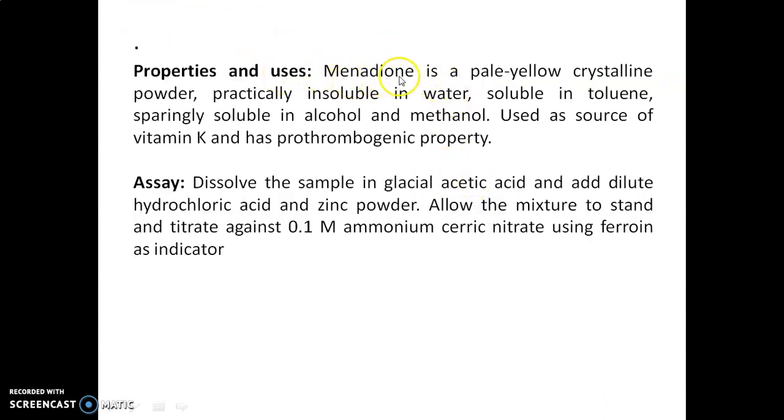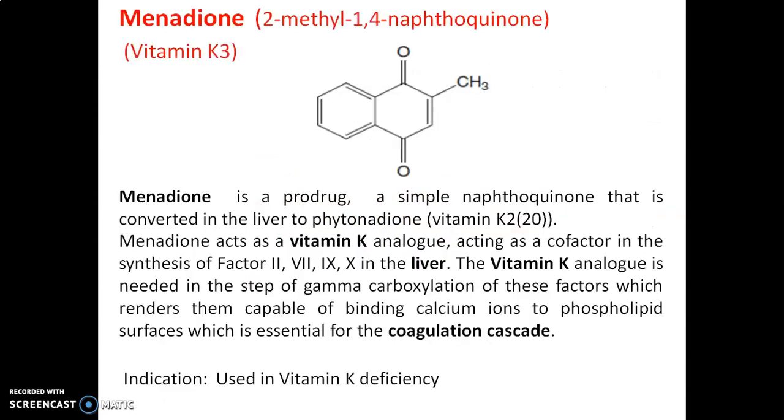These are some properties of menadione. It is a pale yellow crystalline powder, insoluble in water, soluble in toluene, alcohol and methanol. And here some assays are prescribed. By this way we can quantify menadione.